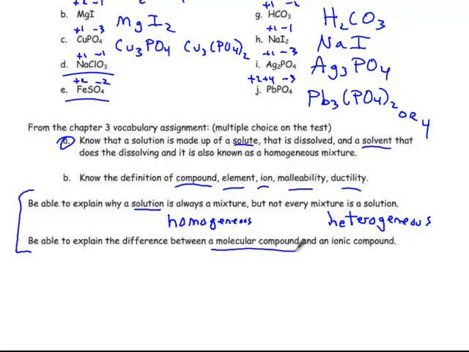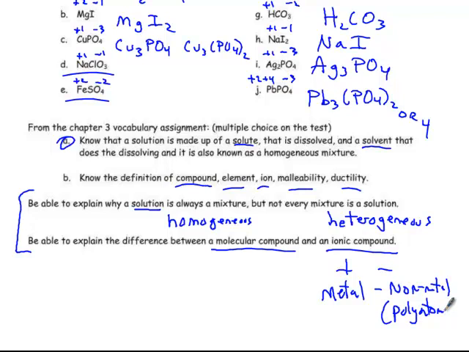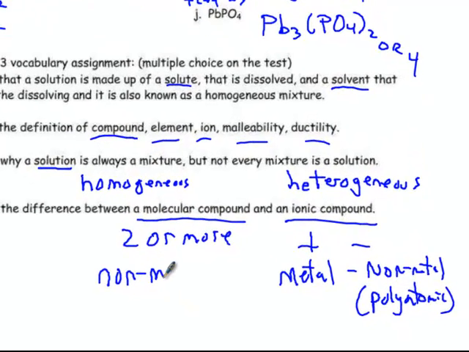Be able to explain the difference between molecular and ionic. This is a positive and negative ion, identified normally by a metal, and either a non-metal or a polyatomic ion, whereas this is two or more non-metals.